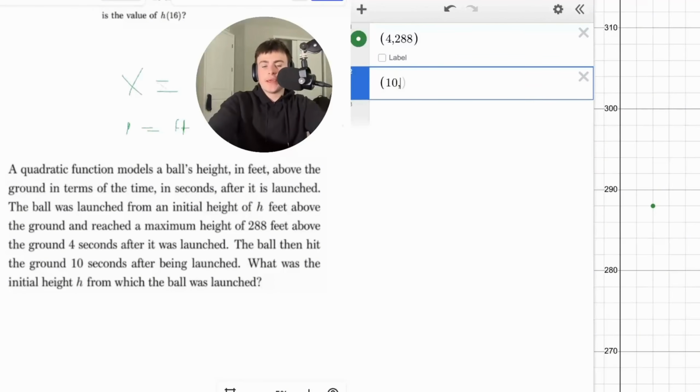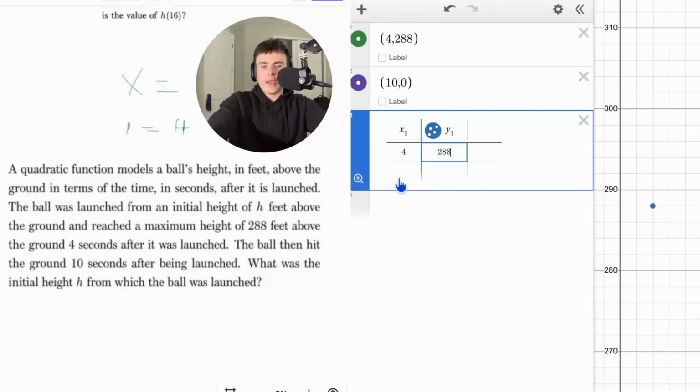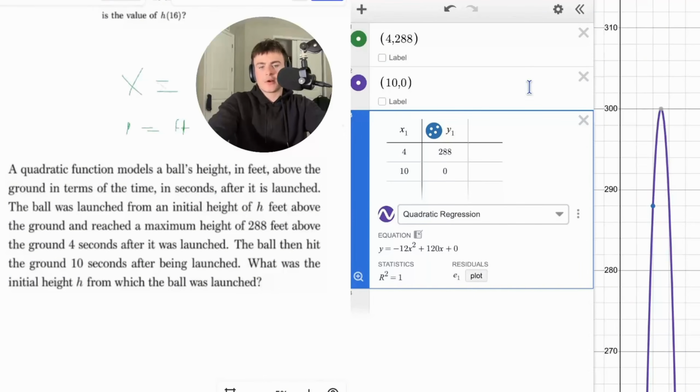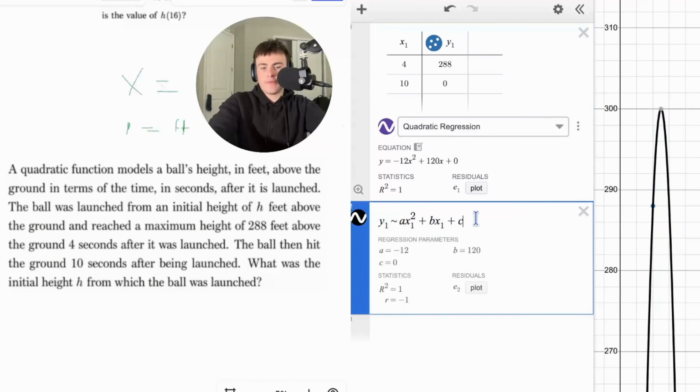So when x is 10, it hits the ground. What does hitting the ground mean? Well, that means you're 0 feet above the ground, because you go up and then hit the ground. So that is 0 height, which means your point is going to be 10, 0. So we have 2 points here, not 3. I'm going to plug this into a table. And as I showed you before, it is not going to graph properly even when I change it to a quadratic, because the vertex is in the wrong spot. This is very, very bad. So because I'm given the vertex, I want to change this to vertex form.